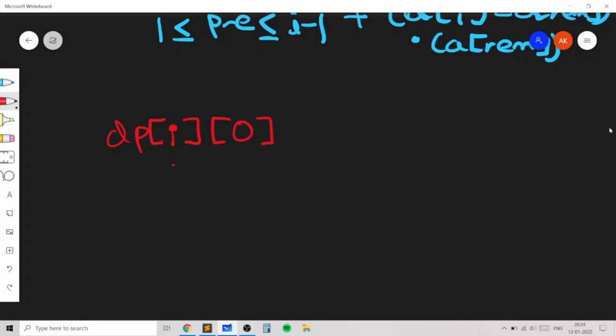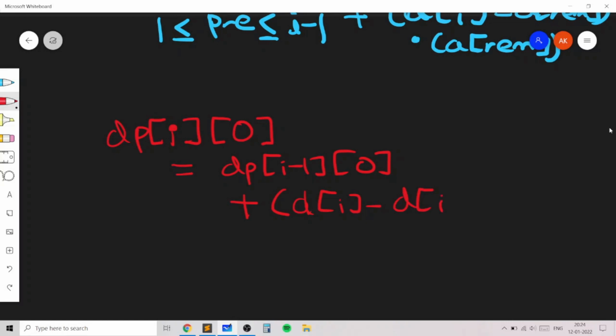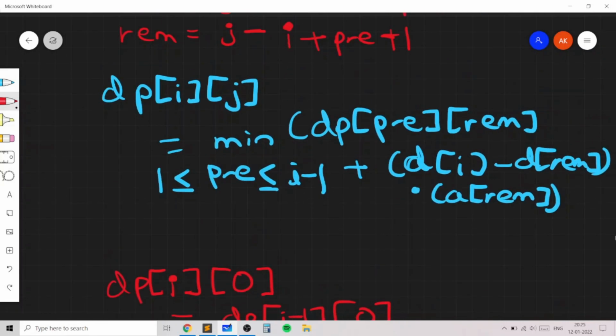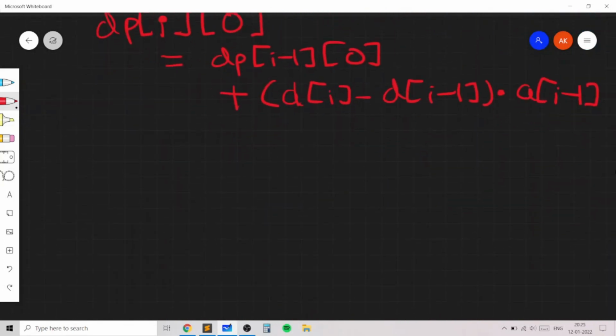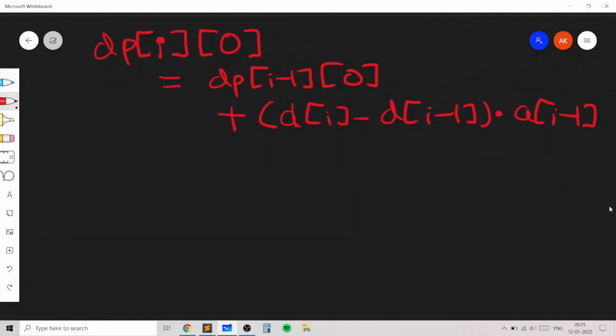In that case, dp[i][0] will just be dp[i-1][0], because you can't remove any sign. So the previous value is given by dp[i-1] plus the distance of i minus the distance of i-1, because that's the distance, and the speed is given by A[i-1]. Now we figured out the recurrence and the base case, and now let's figure out the final part, which is the final answer itself, and then I'll show you the code.